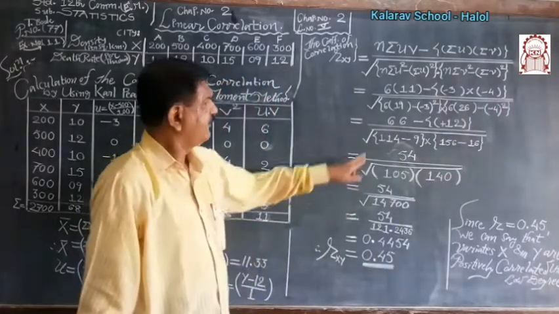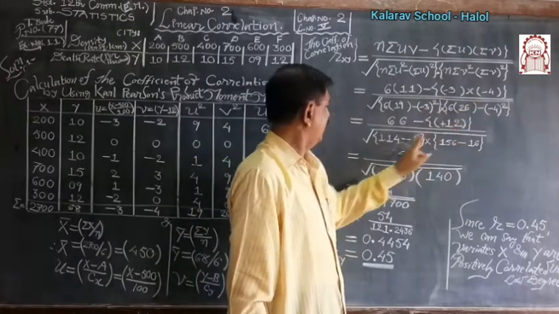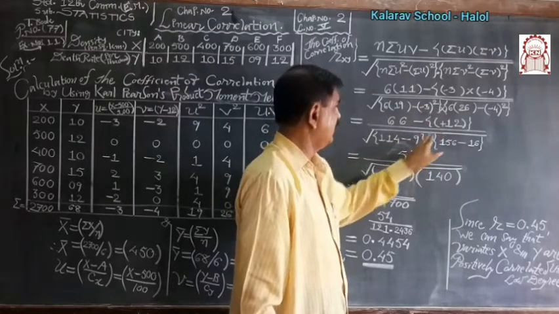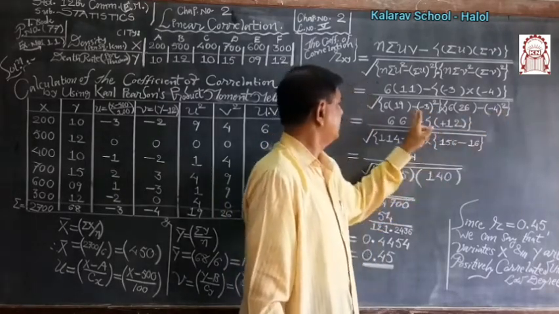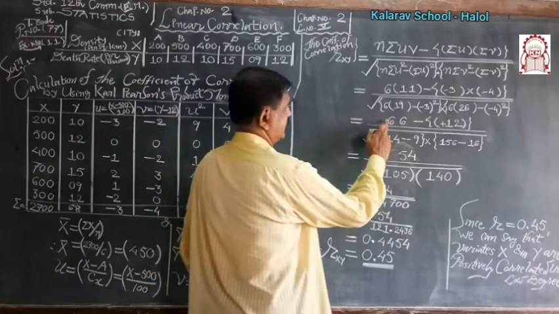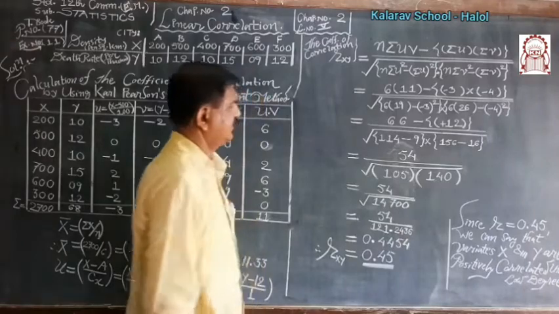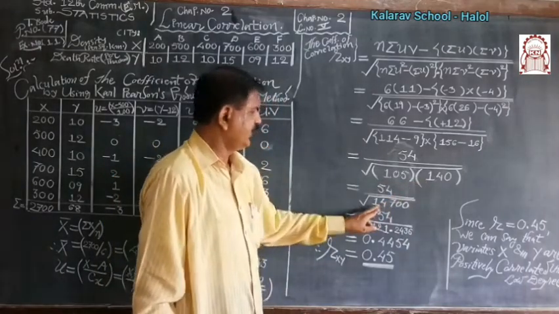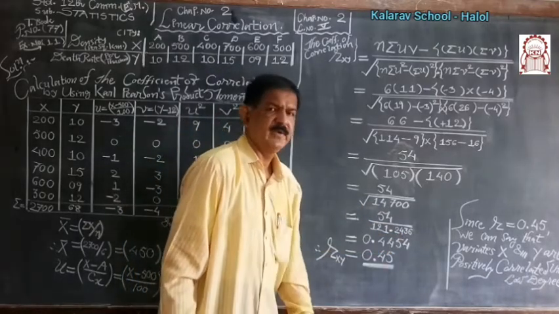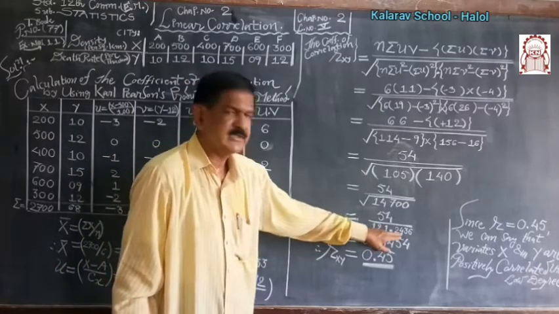Further simplify: 11 times 6 is 66, minus 3 into minus 4 becomes 12, upon 114 minus 9, since minus 3 whole square becomes 9, and minus 4 whole square becomes 16. This is a minus sign. 66 minus 12 becomes 54, upon 105 into 140. The product of these two quantities is 14,700, and the square root of this quantity is 121.2436. Therefore, we take the division 54 upon 121.2436.